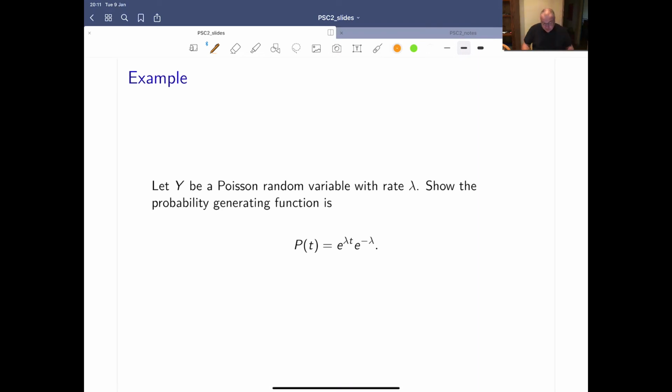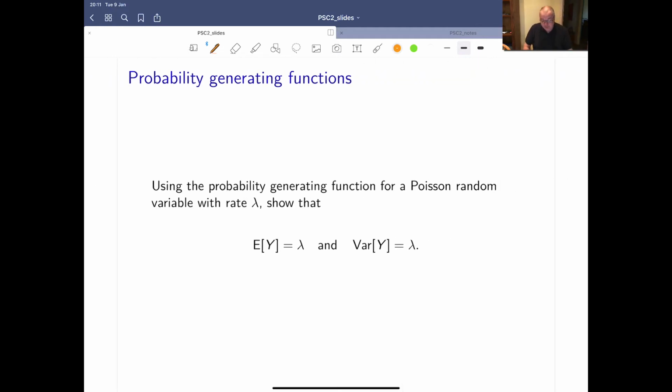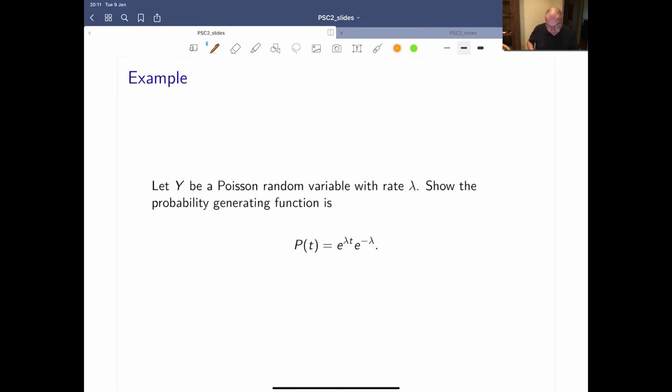So let's do another example. We'll do the Poisson random variable one, and then after that we'll use that to find the expected value and variance like before. Okay, so let's first of all do this. We're going to do a Poisson. So we've got P of t equals, again, the expected value of t to the y. So we're going to sum, as y goes from 0 to infinity, our function, which is t to the y, times our probability mass function, which is e to the minus lambda, lambda to the y over y factorial.